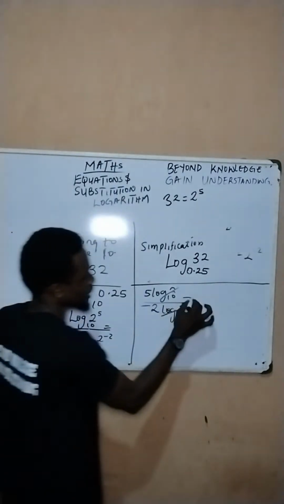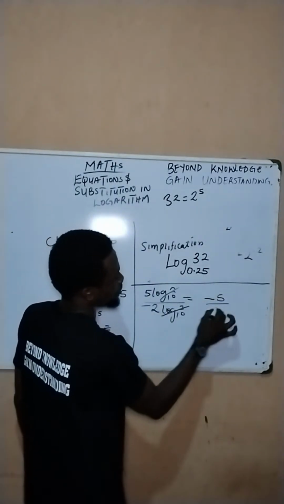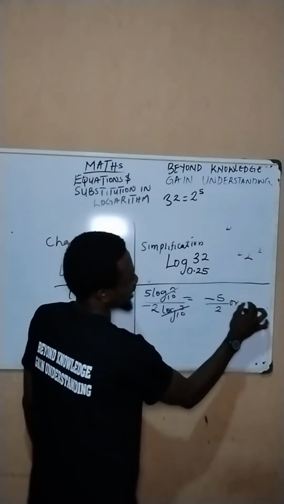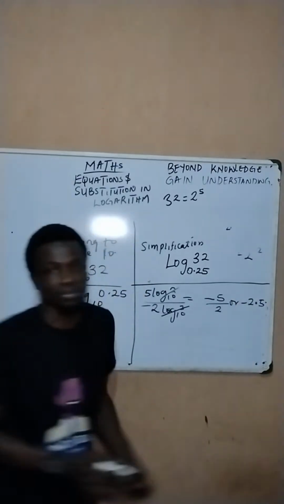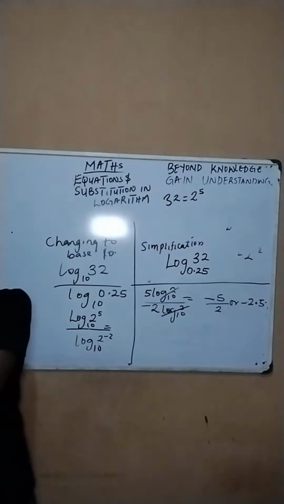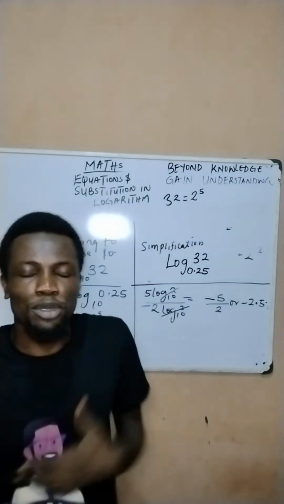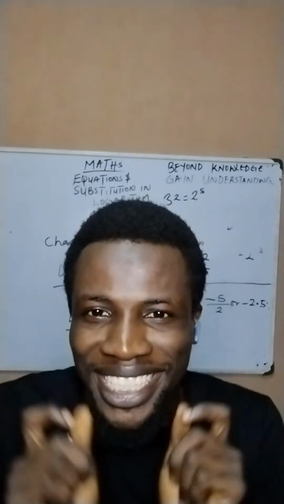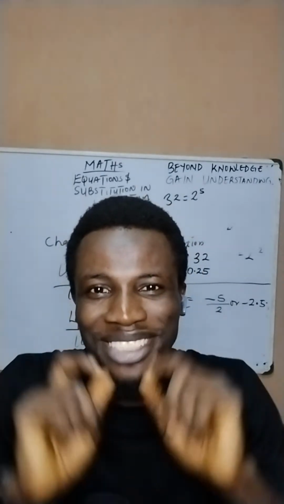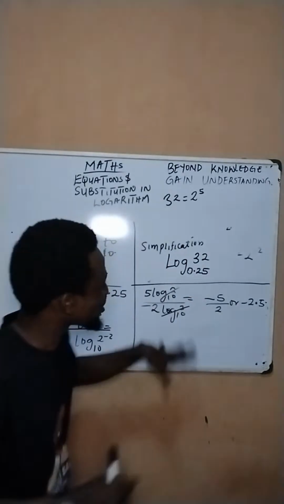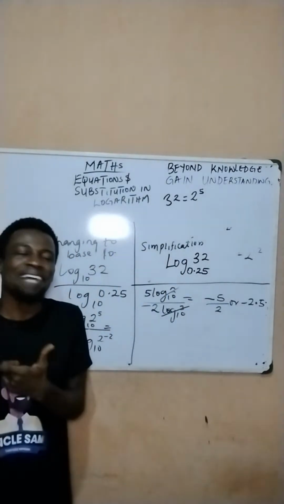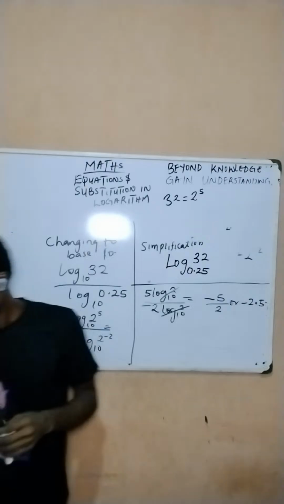So then what I have remaining is negative 5 over 2, which is the same thing as what? Negative 2.5. That is what you have. So that's one of the ways of solving this problem. And after I finish using this change of base system to solve this problem, I'll give you a trick that is quite important and very interesting, that I can actually use to solve this kind of problem without having to go through this change of base system. And that's what I'm going to do now.